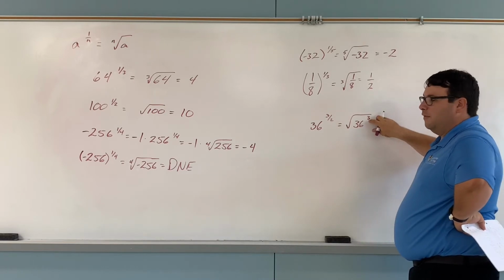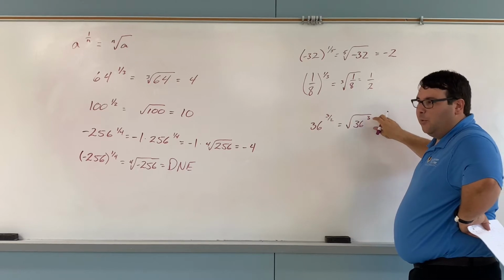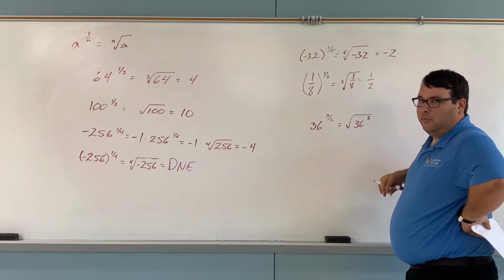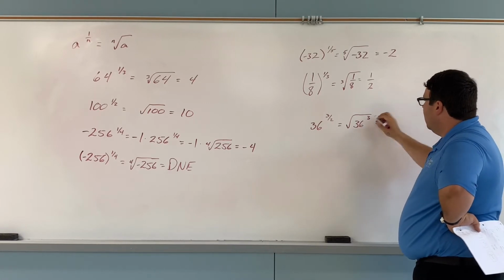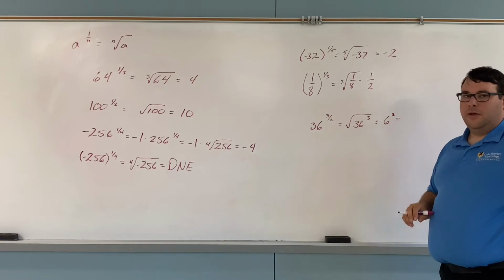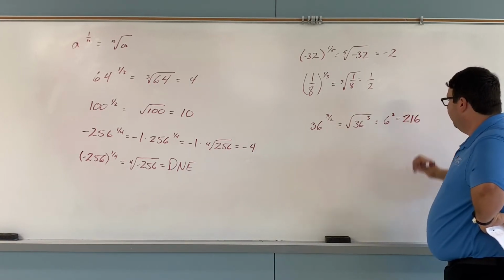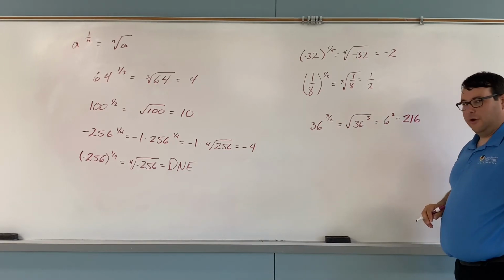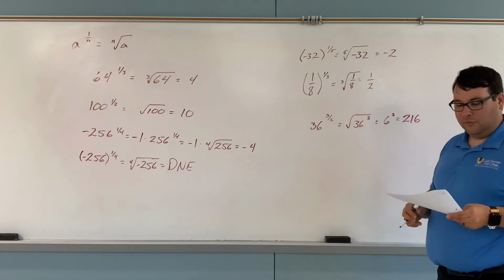We're going to take this cubic root, this cube exponent, and we're going to apply it after we take the square root. So square root of 36 is 6. This power of 3 is still there. 6 to the 3rd is going to be 216. And there you go. Much easier to do than if you were to cube 36 and then try to figure out 216 from that.